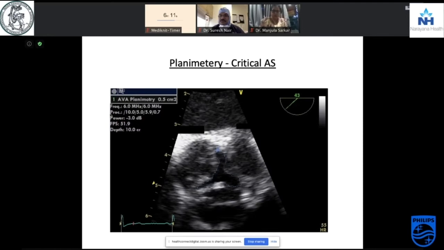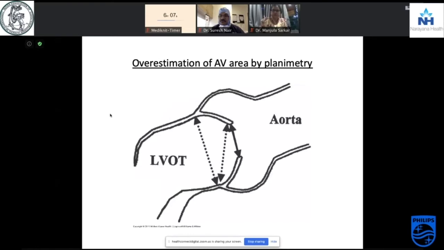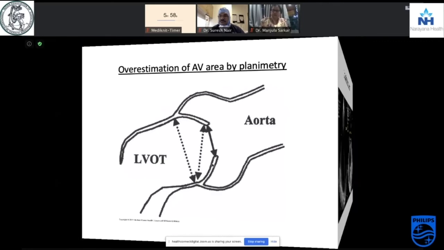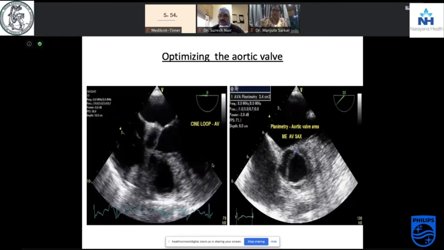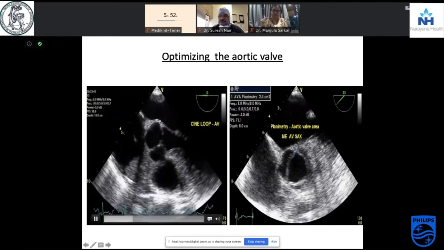However, when doing a planimetry area, you need to cut the orifice exactly at the tip of the aortic valve leaflets. If the cutting plane is somewhere away from the tips, then you are always going to overestimate the planimetry area. This can easily be overcome by using X-plane, as Dr. Sudhakar mentioned. But if you don't have X-plane, you can still go ahead and do it.